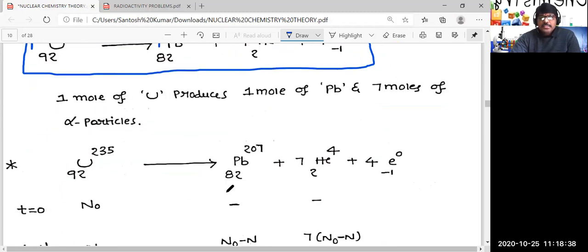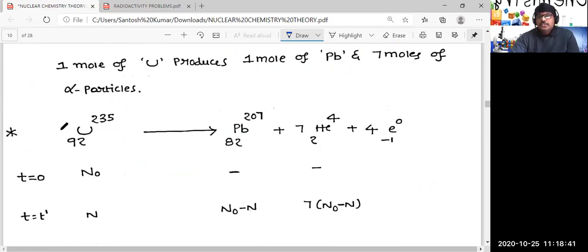And let us take the consideration. What is the consideration? T is equal to 0. This is the zero time, and here we are assuming that at this point of time the disintegration has started. This is the isotope, and this is the product nuclide, and alpha particles and beta particles, right? In the beginning there are N naught number of uranium isotopes, but in fact we don't know that. We need to find it.